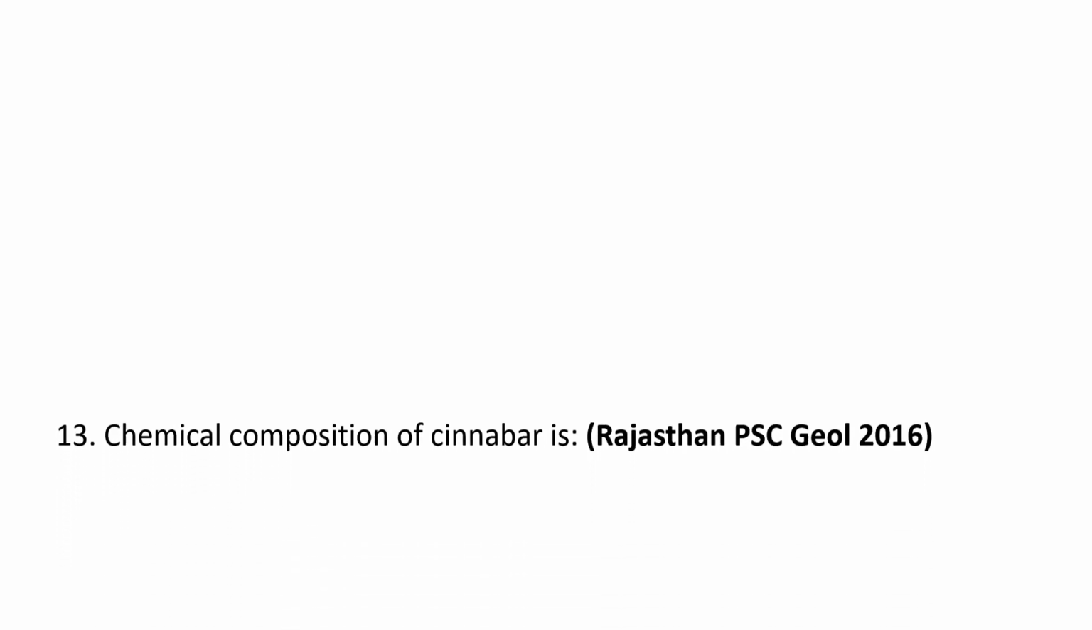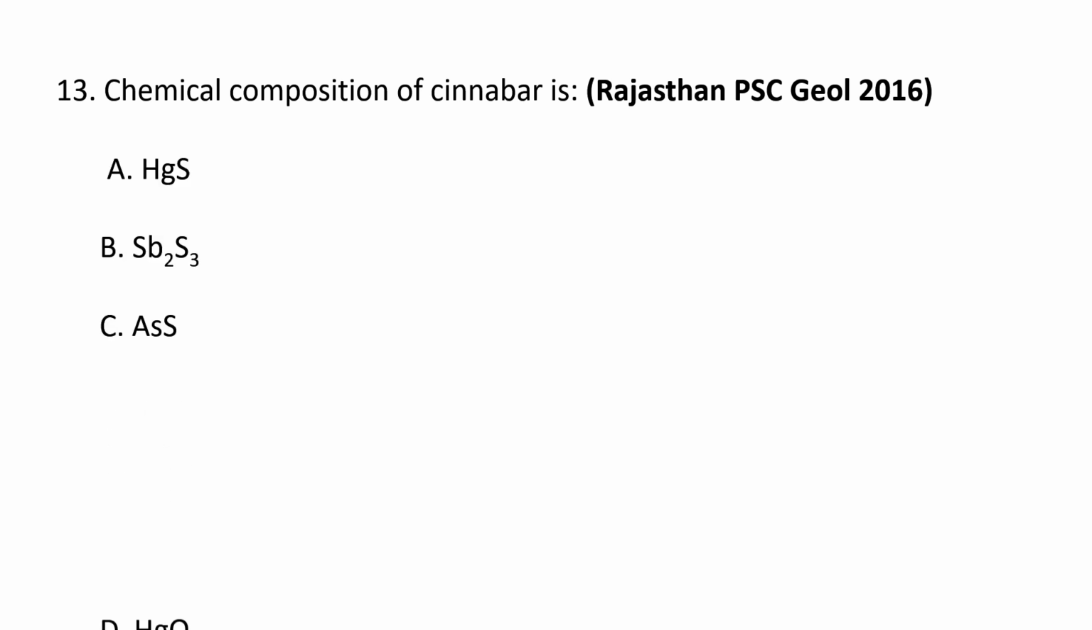Next question. Chemical composition of cinnabar is also a simple, straightforward question. A. HgS, B. Sb2S3, C. As2S3, that is arsenic sulfide, and D. Mercury oxide. So the chemical composition of cinnabar is mercury sulfide. Cinnabar is a toxic bright red to reddish brown mineral that is the primary ore of mercury, and it is made up of mercury sulfide and is often found in veins near volcanic rocks and hot springs. HgS is the correct option.